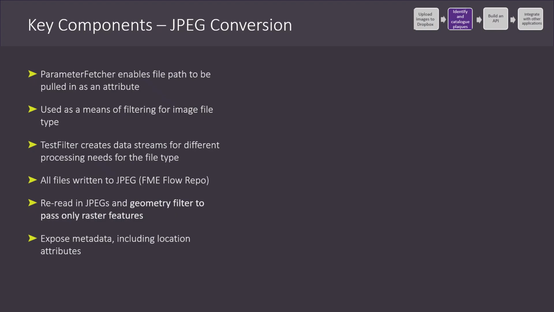One of the key ones here is actually the iPhone photos, because the format for them is not a JPEG or a common sort of photo format. So it's processing those as well and making sure that we can convert it back into the JPEG, which is saved into the FME Flow repository. And once that's done, we reread that in as a JPEG and put it through a geometry filter. But that rereading in means we can expose metadata such as the location attributes.